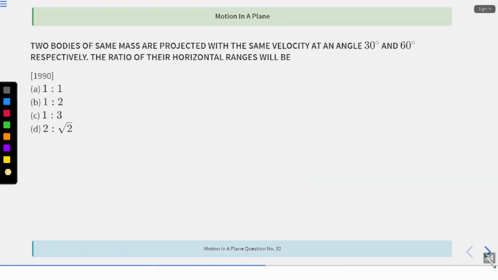The next question states that two bodies of the same mass are projected with the same velocity at angles of 30 degree and 60 degree respectively. The ratio of their horizontal ranges will be what? We've covered this kind of question before. 60 degree and 30 degree are both complementary.